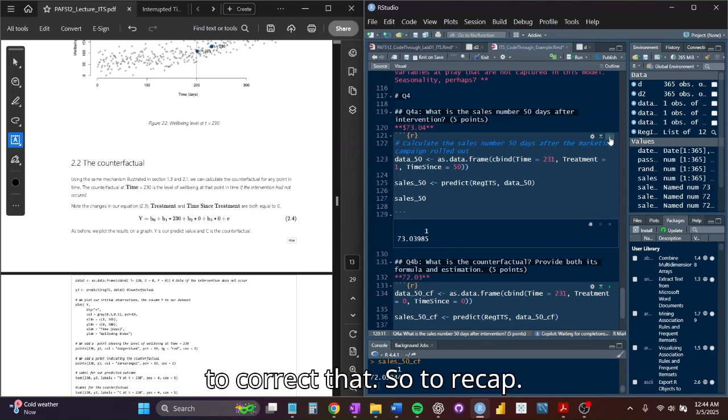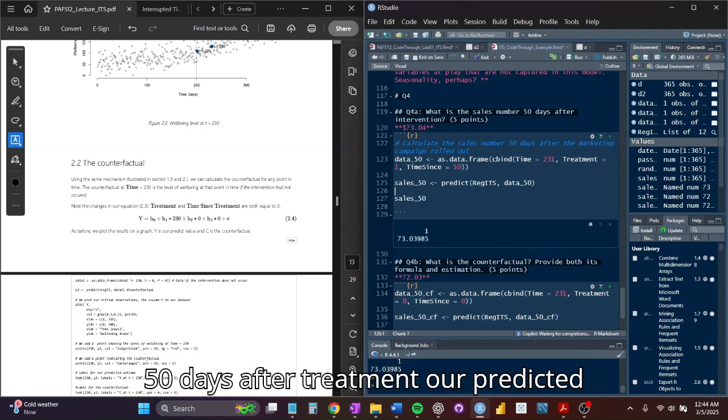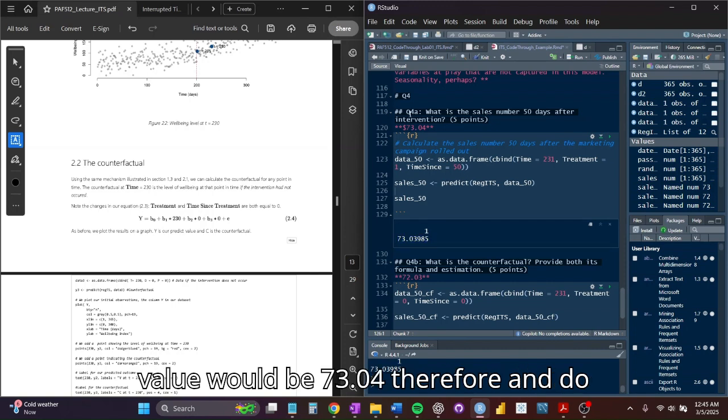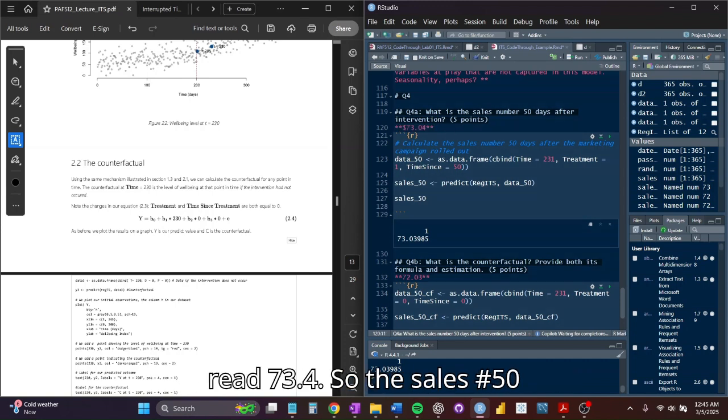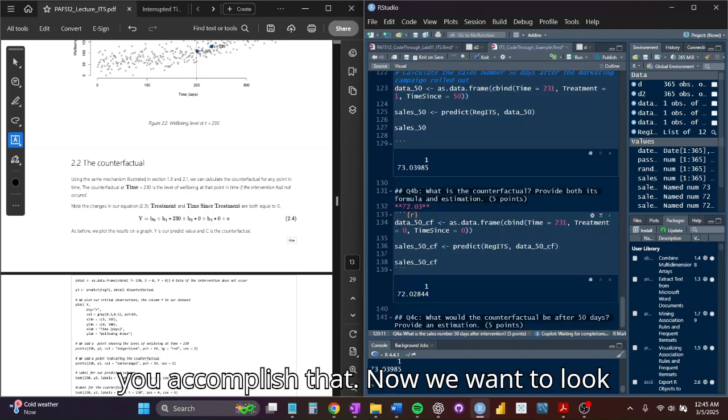So to recap, 50 days after treatment, our predicted value would be 73.04. Therefore, make sure you bold your answers like this to make it easier to read: 73.04. So that's the sales number 50 days after intervention, and this is how you accomplish that.